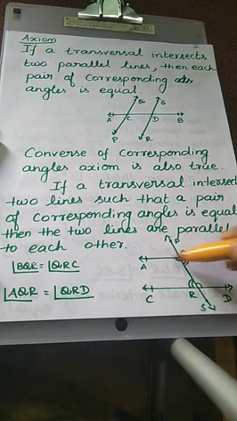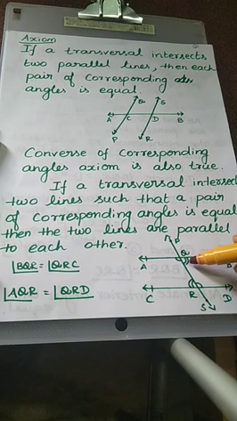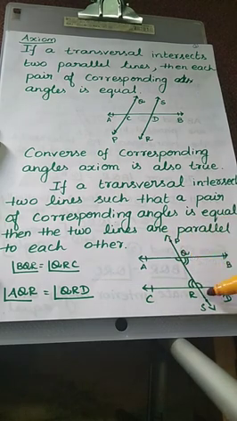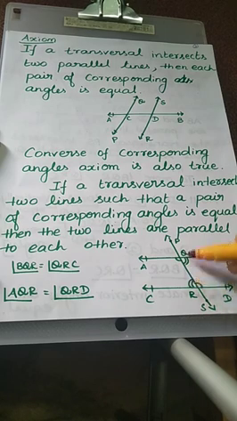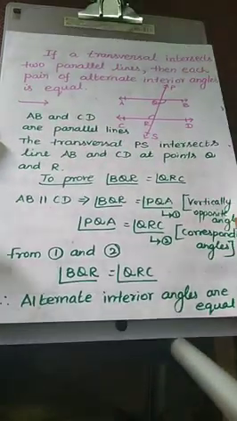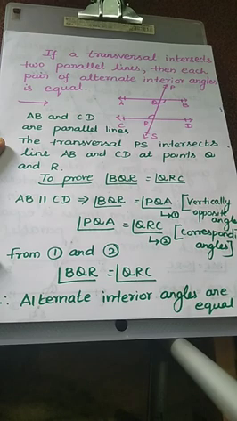Actually, AB is one straight line, SD is one straight line, PS is one line. This line intersects the parallel lines at Q and R. So angle BQR is equal to angle QRC. What is that? Alternate angles. The next one, AQR is equal to QRD. These are also alternate angles. These two alternate angles are equal. If a transversal intersects two parallel lines, then each pair of alternate interior angles is equal.